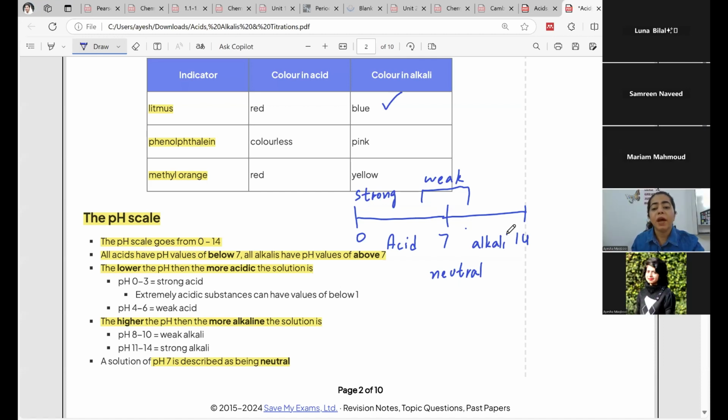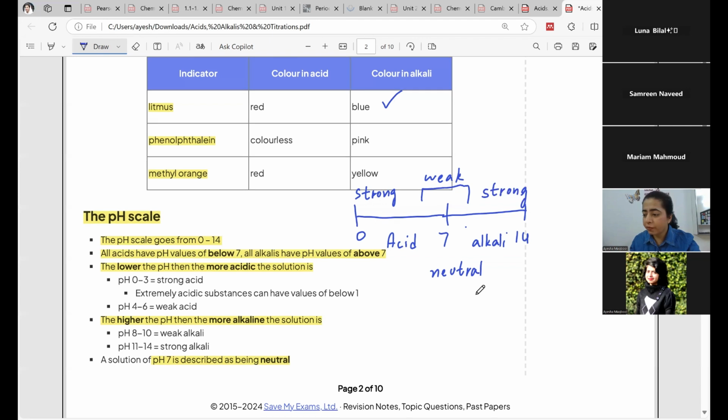Same for alkali. Alkali close to 7 is weak, away from 7 is strong. Close to 7 means 8, 9, 10. These pH values for the alkali are weak. But near to 14, alkali is going to be the strong alkali. And both the corners are strongest. This corner, alkali 14, is the strongest alkali. This corner, 0 or near to 0 pH value for the acid, is going to be the strongest acid. And 7 is basically neutral. Like this, you can remember this pH scale starting from 0 till 14.